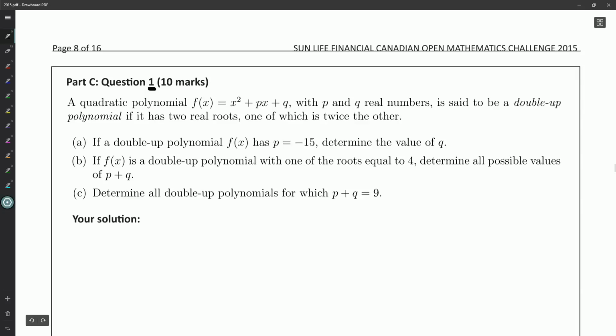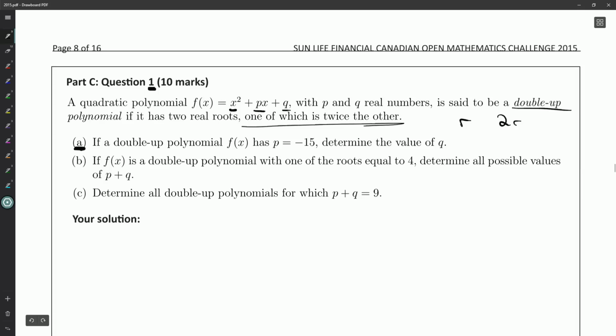A quadratic polynomial, f of x, equal to x squared plus px plus q, with p and q real numbers, is said to be a double-up polynomial if it has two real roots, one of which is twice the other. Okay, so if r is a root, then 2r is a root. So the only way you could have a double root is if r was 0. Then you'd have the same number twice. Alright, so C1a, what have we got?